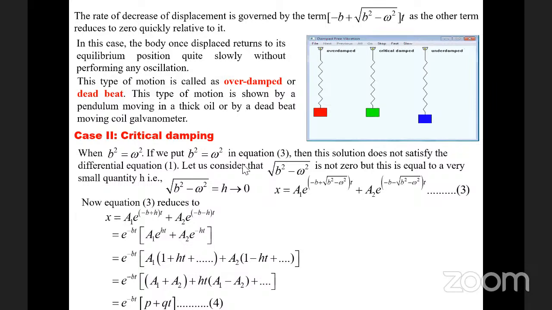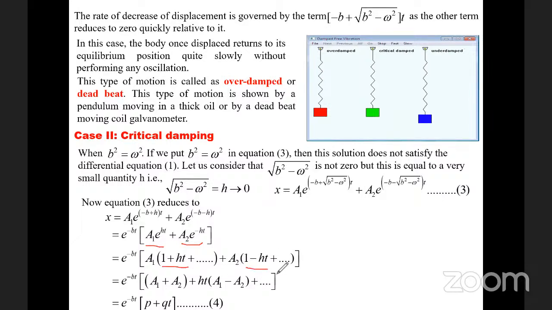Okay, so substitute and write it down here. E power x into e power y means e power x plus y. The same thing: e power minus bt, A1 into e power ht. Similarly, e power minus ht. So e power x means 1 plus x plus like this. Next, e power minus x is 1 minus x like this.